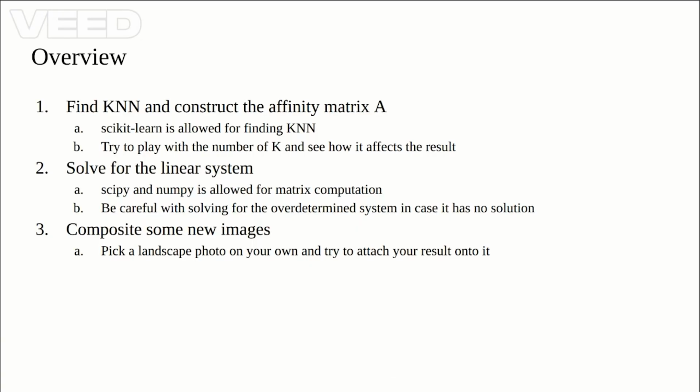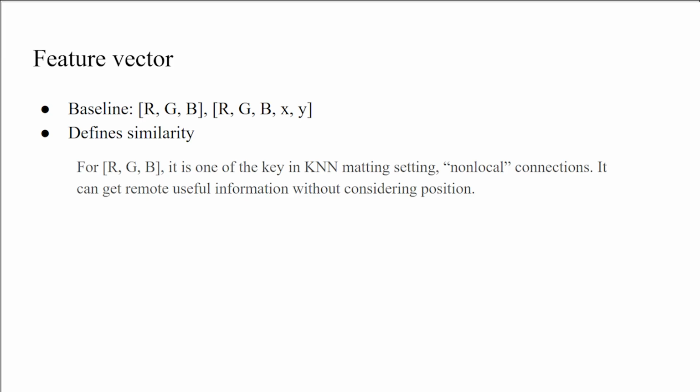The homework has three main steps. First, find k nearest neighbors and build the affinity matrix. Second, solve a linear system to estimate opacity. Third, compose and extract the foreground onto a new background. So to begin with, we need a feature vector for each node that represents the pixel. You can use RGBXY to consider the color and spatial similarity, or design another representation.